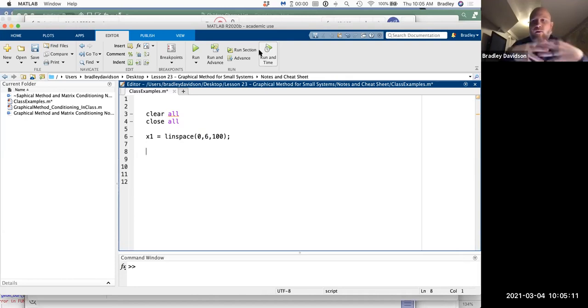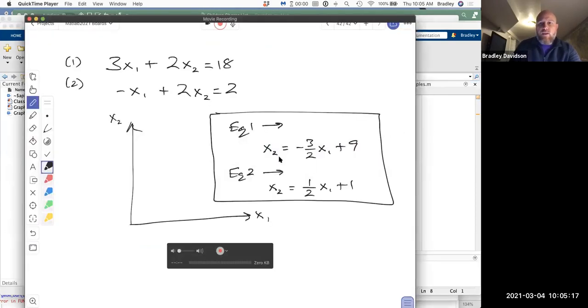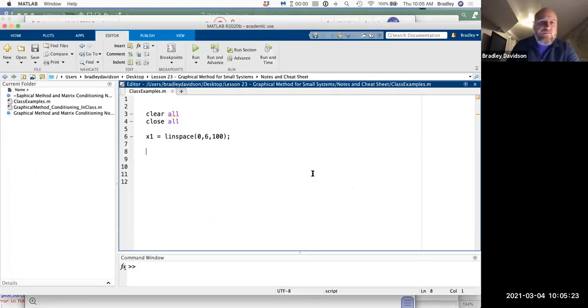And then we're defining our two different x2 equations, okay? So recall we've got x2 is equal to this and x2 is equal to this. So two different linearly independent equations. Then x2 equation 1, do EQ1 is equal to negative 3 halves times x1 plus 9. And then our second equation, EQ2 is equal to 1/2 times x1, then plus 1.